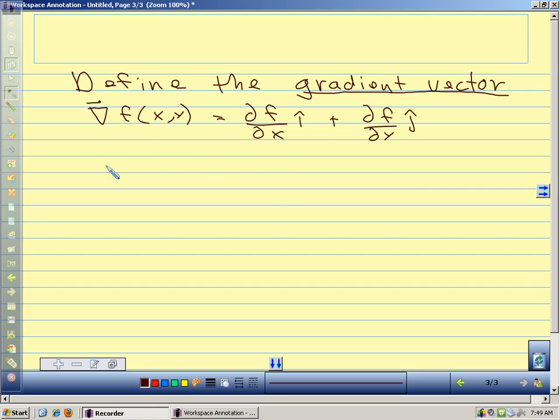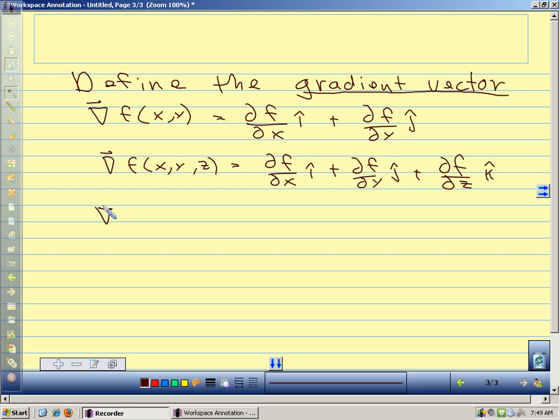And if we have a three-variable function, del of f of x, y, z is df dx i plus df dy j plus df dz k. This is our gradient vector. And del is what we call an operator.